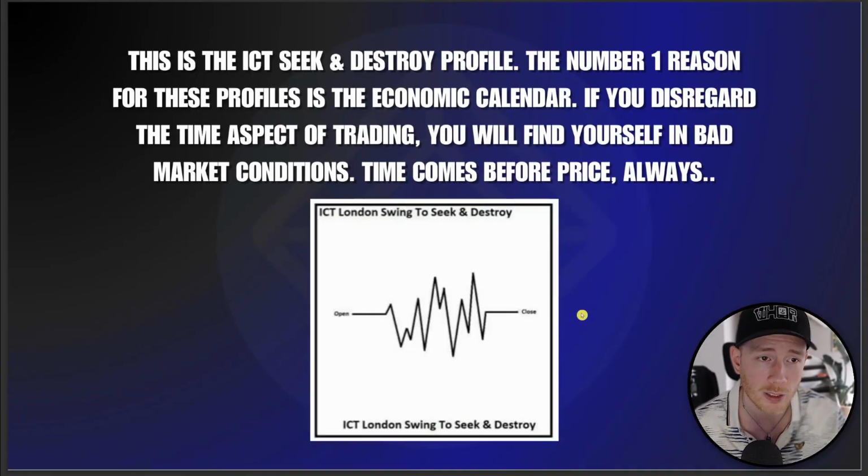And the number one reason, like I stated earlier as well, that this is, the economic calendar has so much to do with this. So think about when there's a bank holiday, when there is a massive range previous day, and then price needs to consolidate to build up orders as well. That's also when it can consolidate. Always look at the economic calendar as your roadmap and when to trade or when not to trade. If you do not take in account time, you will not be trading in the best market conditions possible. Time comes before price always.